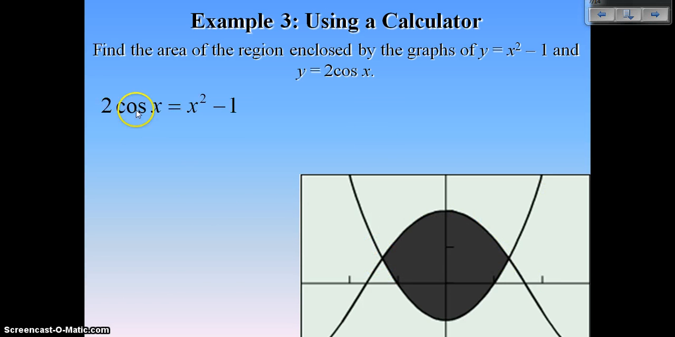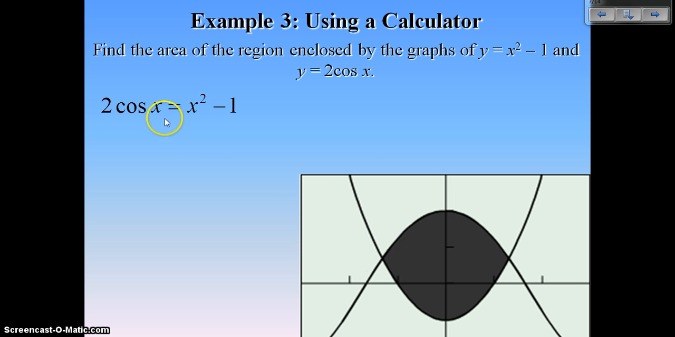Whereas if you set them equal to each other, 2 cosine x equals x squared minus 1, you really have no way outside of Newton's method to solve for x. And quite frankly, that's impractical. Newton's method takes time, and time is one of the things on the AP exam that you really don't have a whole lot of.